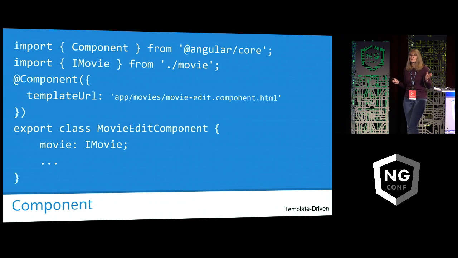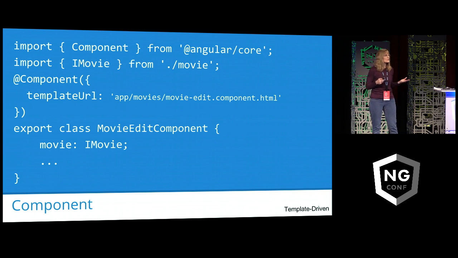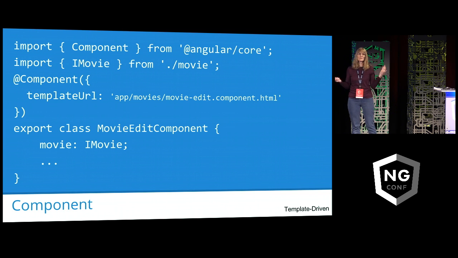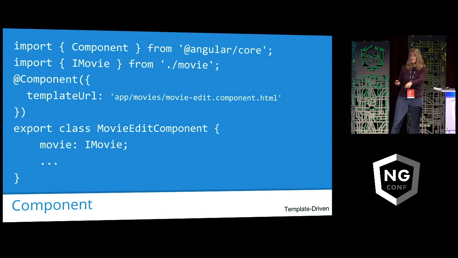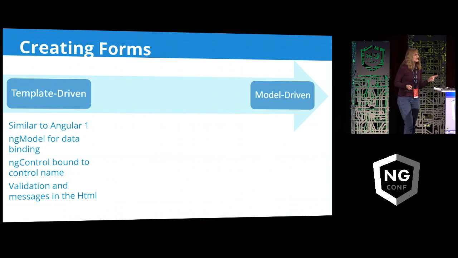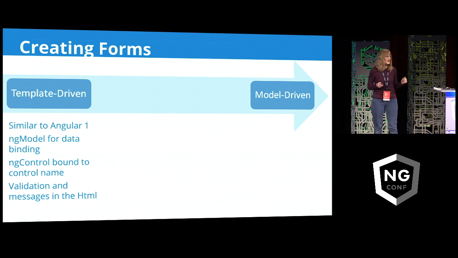So what does our code look like in our component class? Well, the only thing we really need to do is manage that model, manage our movie so that we can do that two-way binding. And then, of course, we'd have that save method somewhere in there. So when we're doing template-driven, you might have noticed that it's very similar to Angular 1. It uses ng-model for the data binding, so we don't have to worry about setting a default or tracking what the values are. And we're using ng-control bound to the control name. Our validation and error messages are in the form.